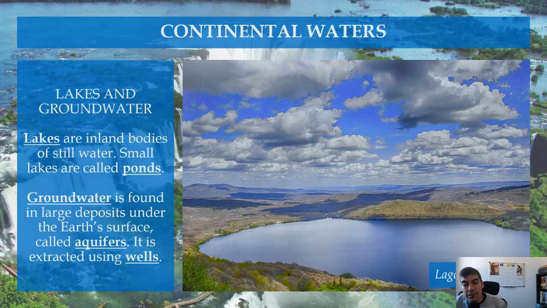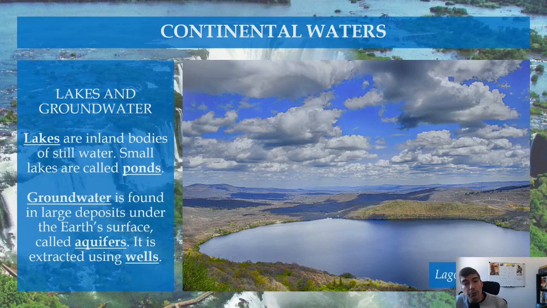Then the lakes are inland bodies of still water. Still water means agua estancada. And we also have small lakes, and they are called ponds, estanques. For example, here you have el Lago de Sanabria, which is located in Zamora. It's the largest lake in Spain, and a very beautiful place. I recommend you to visit it.